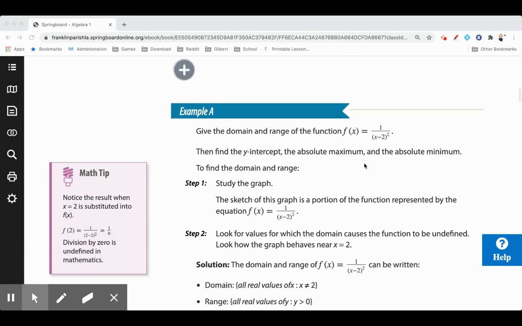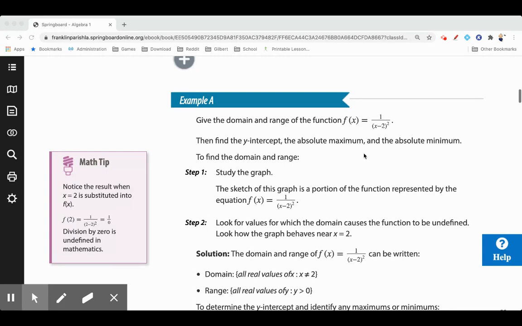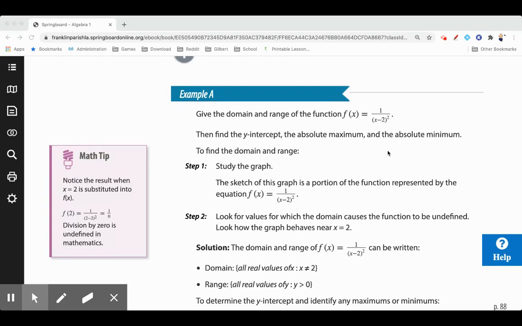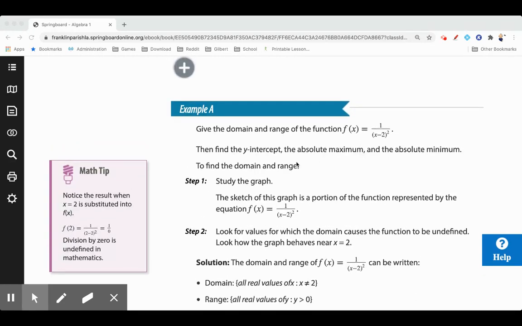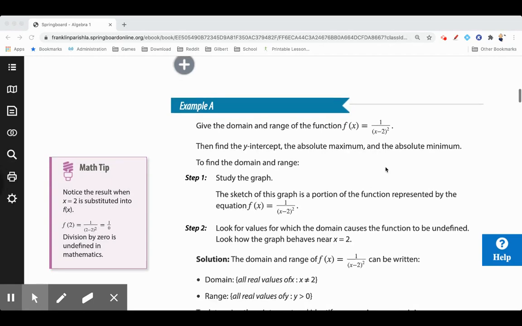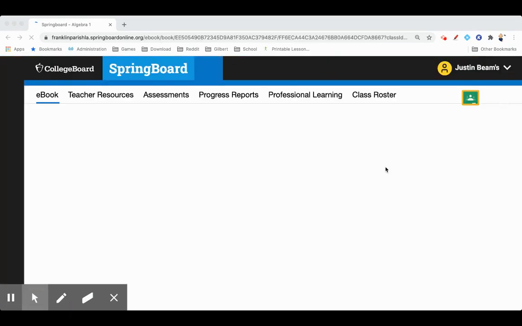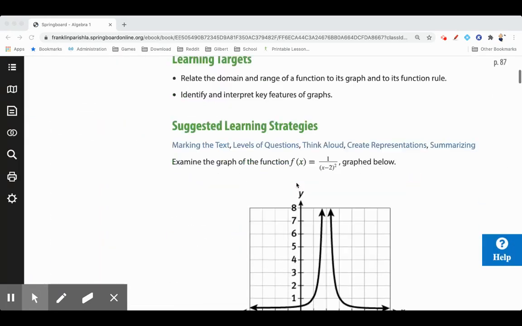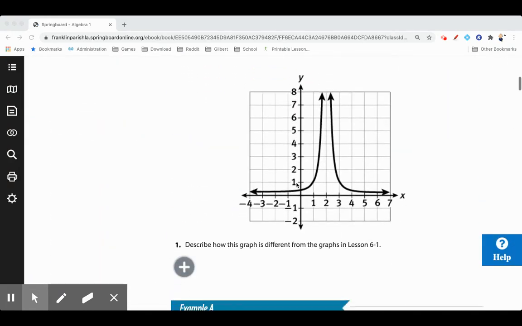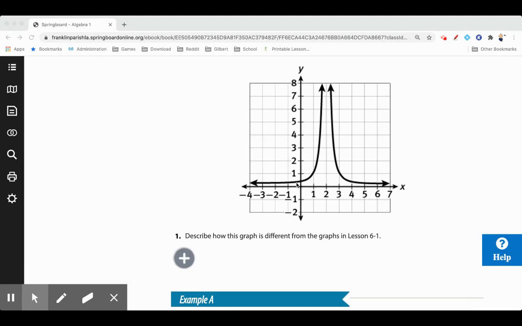Okay, so let's say that they gave us that, and we need to give them the domain and range for this function. And then we need to find the y-intercept, the absolute maximum, and the absolute minimum. All right, so domain is our inputs, our x values, our independent variable. All of these are the same kind of words, like synonyms for basically the same information.